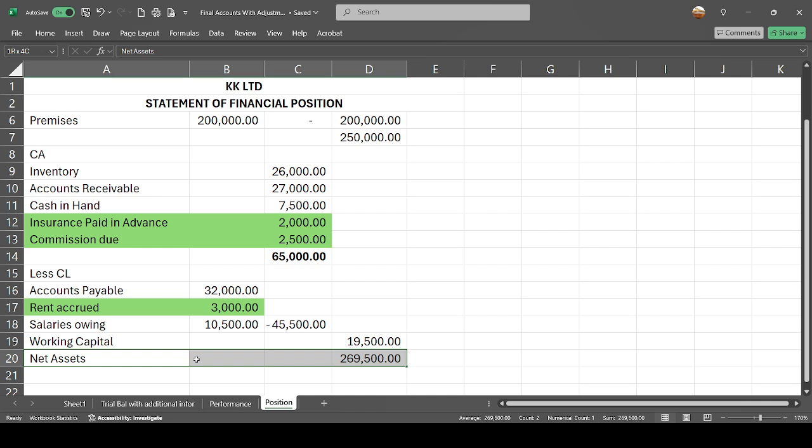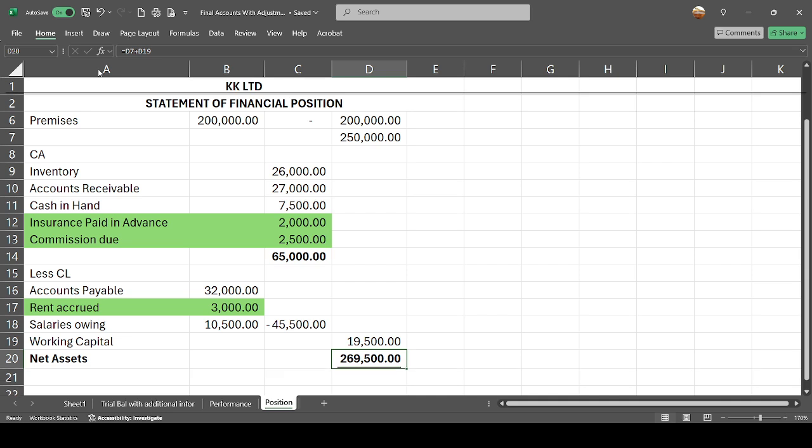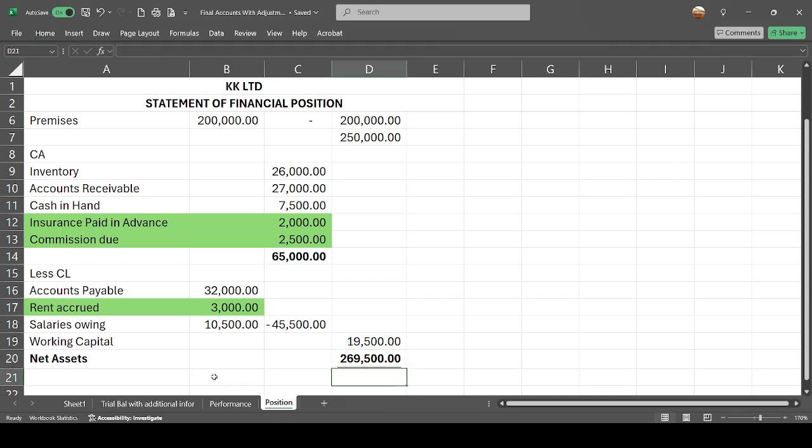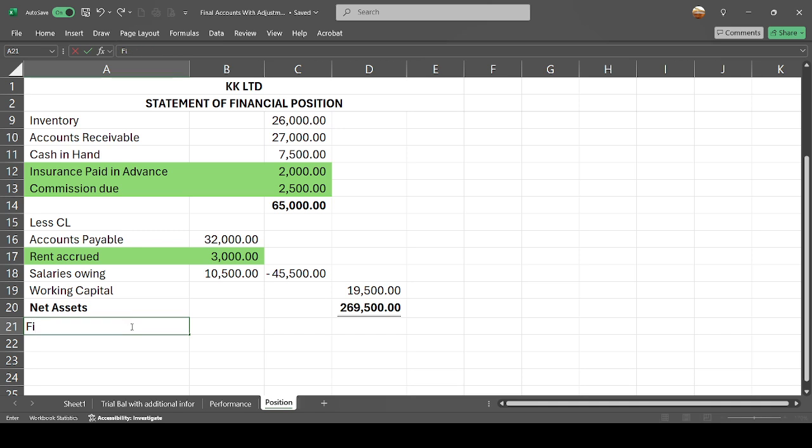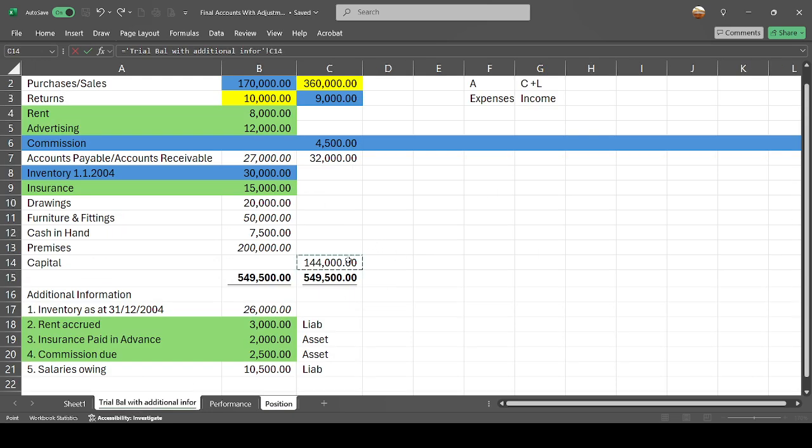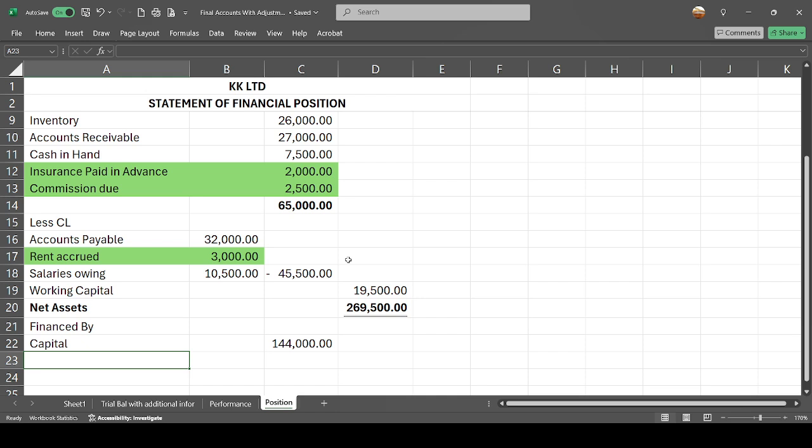So let me now make this bold. Let me then underline this with a double line. So that comes to this, and then we are now saying the format tells us this is financed by, all those assets are financed by. Of course, the first thing there is our capital, and our capital, from our trial balance, was 144,000. Then of course from that capital we subtract drawings, the money the business owner has taken for his private use, that was 20,000.